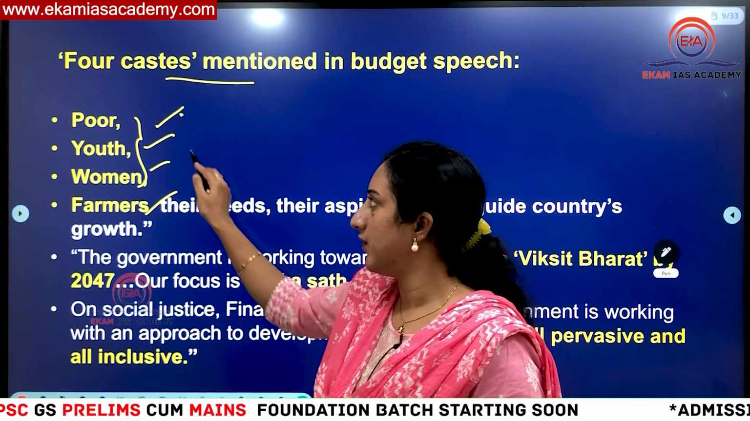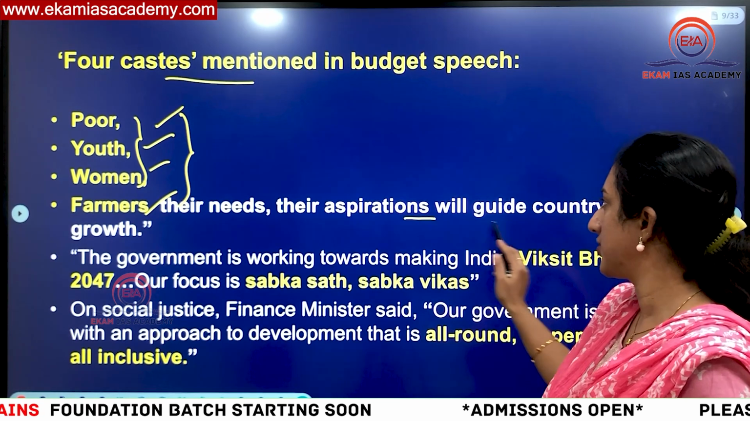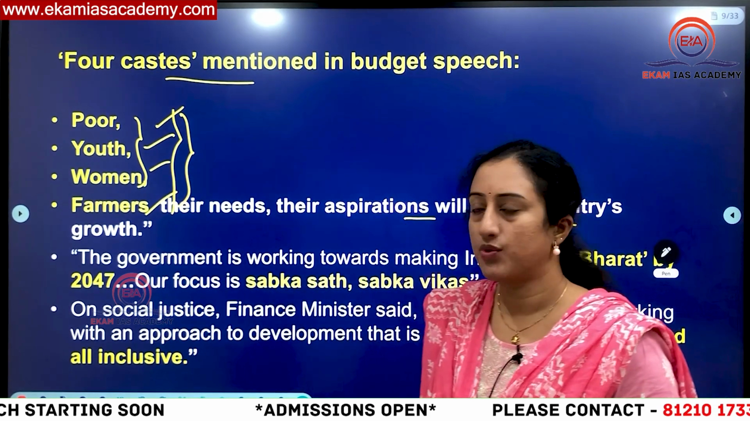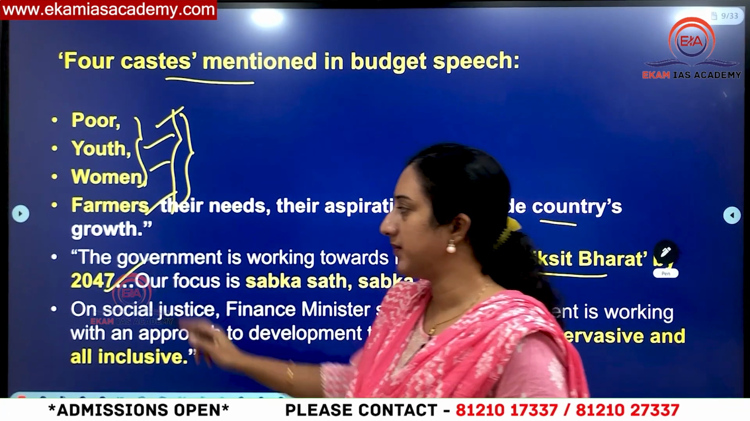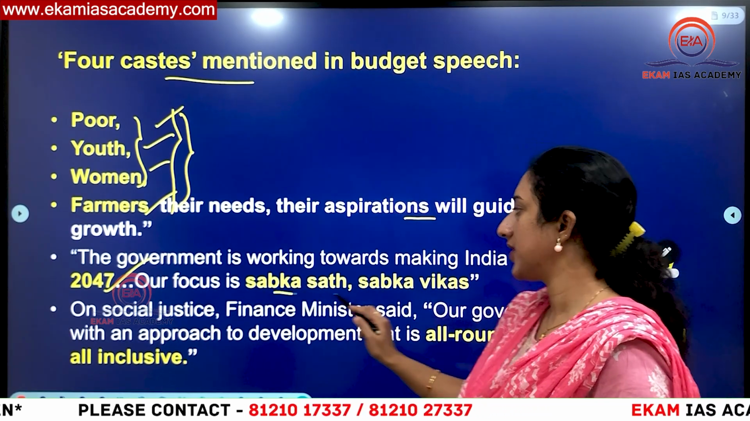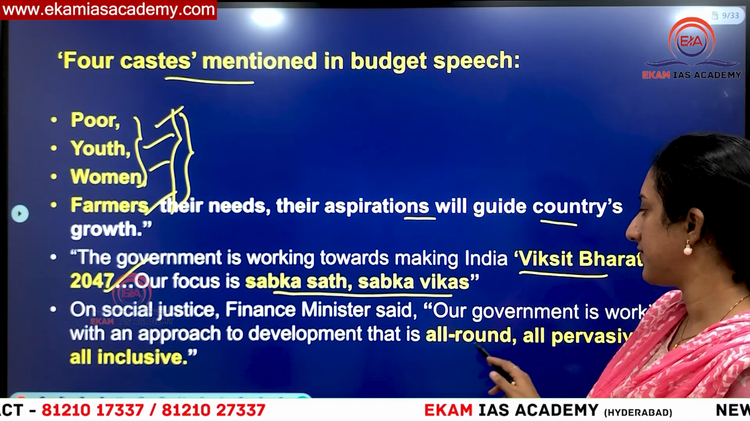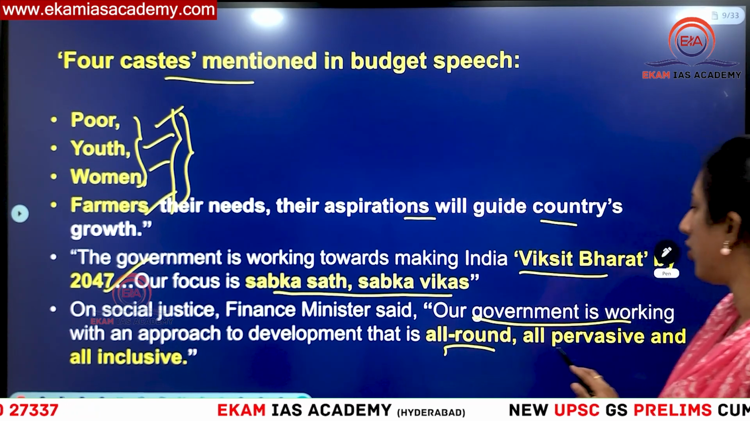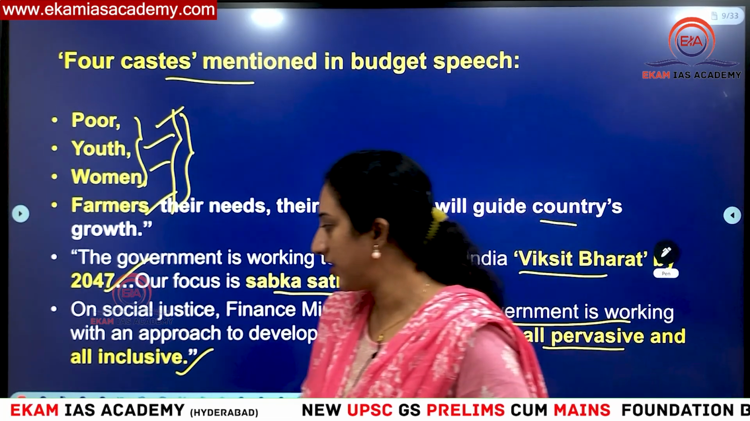So this budget is focusing on these 4 sections of society, and their needs and aspirations are guiding the country's growth. Then, the government is working towards Viksit Bharat, which means we want to make India from a developing country into a developed country. Our focus is on Sabka Saath Sabka Vikas, that is inclusive growth. On the social justice front also, the finance minister announced that our government is working with an approach of all-round development, distributive development and all-inclusive development. This is the major crux of the speech.